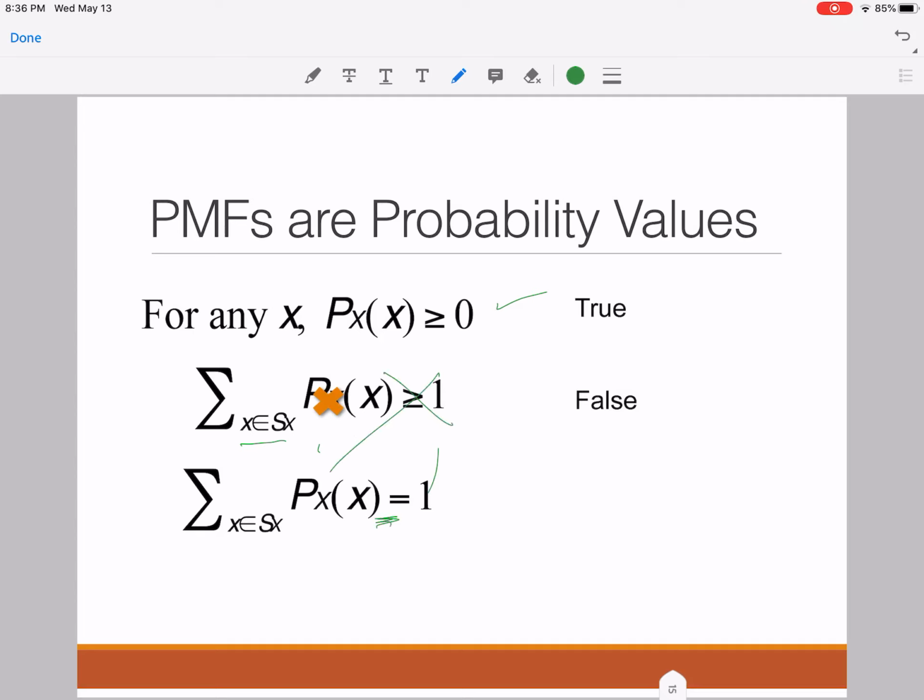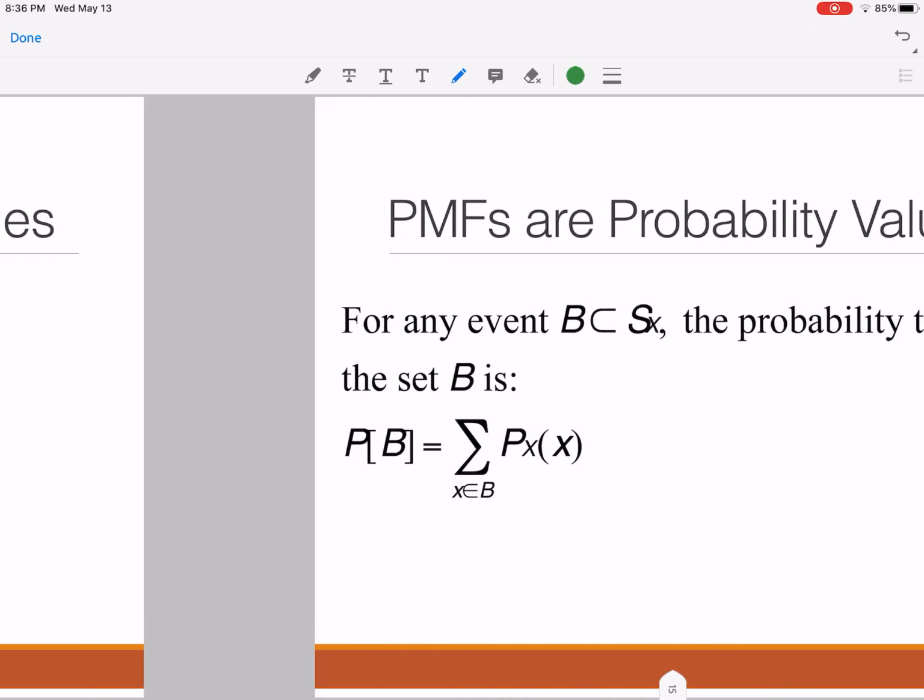It can never be greater than 1. Essentially, by adding the probability mass functions for all the values of x in the sample space, you're just adding the probabilities of all the outcomes in the sample space. That should always evaluate to 1. It should never exceed 1. Should it exceed 1, that means something has gone wrong in our calculations.